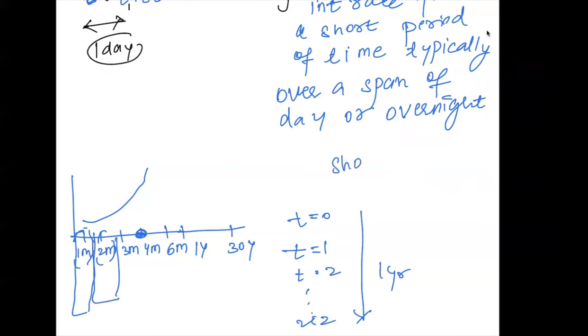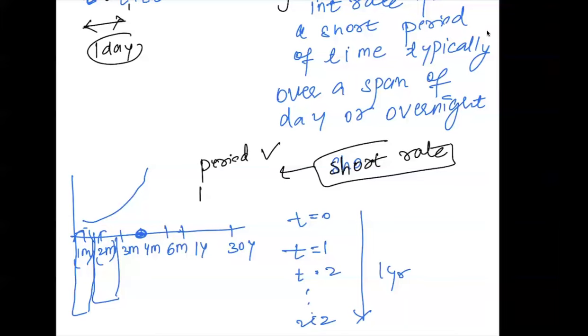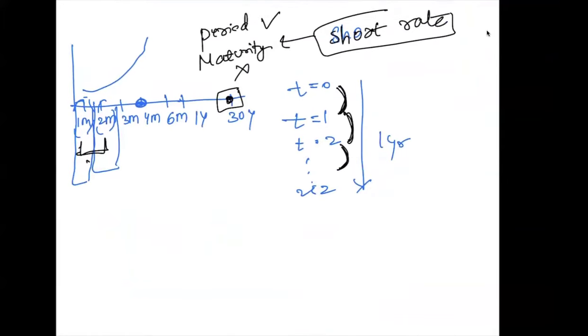When I say short rate, I am referring to the period, and not the maturity. It is not that Vasicek cannot predict the 30-year rate. No, it can predict. When I say short rate, it basically means the difference between the days, the time. This is what I mean by short rate, and this is not what I'm referring to. These are different maturity points. So please understand, when I say short rate, it is the difference between the days, and not the maturity. I hope that is clear.